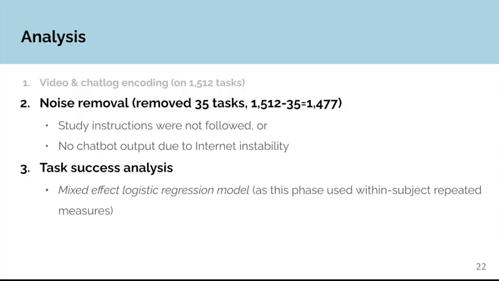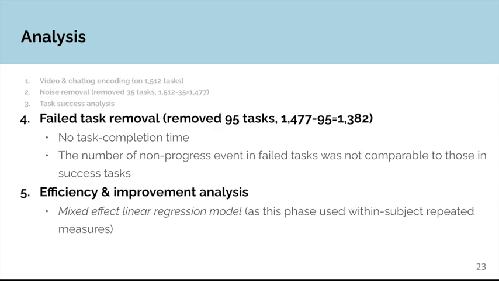35 tasks were removed from the complete dataset because of noise, leaving a pool for task success analysis using a mixed effect logistic regression model, as this phase used within-subject repeated measures. The 95 failed tasks were then removed, either because they had no completion time or the non-progress events were incomparable to those in successful trials, leaving a pool for efficiency analysis using a mixed effect linear regression model.